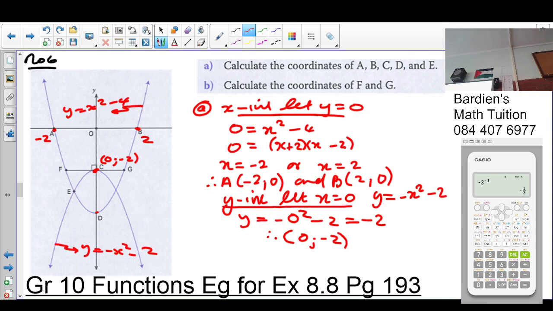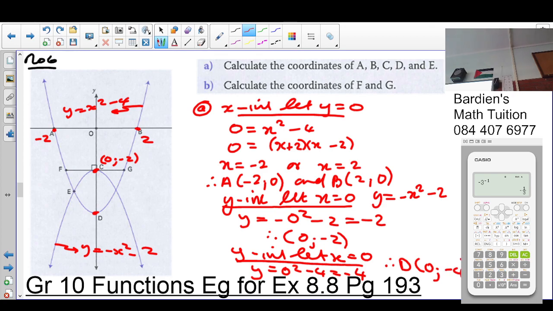D. D is what? Y-intercept. Let x equal to 0 of the other parabola now. So you say y is equal to 0 squared minus 4, which is negative 4. Therefore, D is 0 and negative 4.